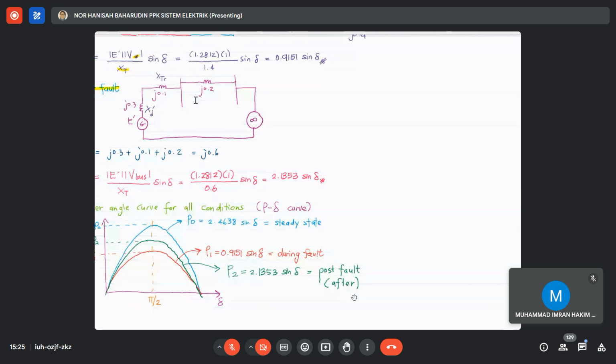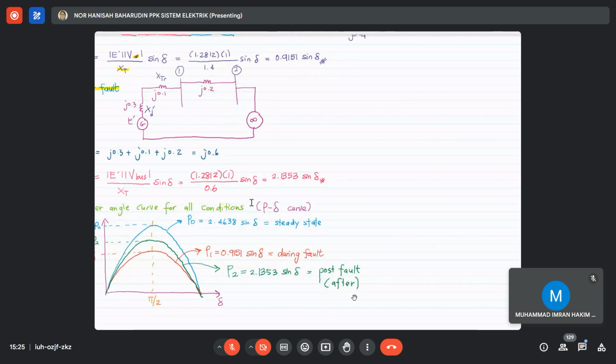And then you are going to have only the other transmission line, which is J0.2. So the total transfer reactance is J0.6, which is XD prime plus transformer reactance plus the transmission line between bus 1 to bus 2, J0.2. That's why you are going to get the new transfer reactance J0.06 during fault.